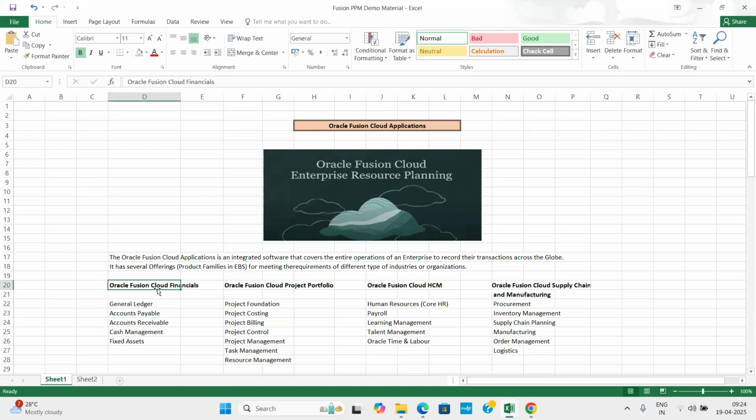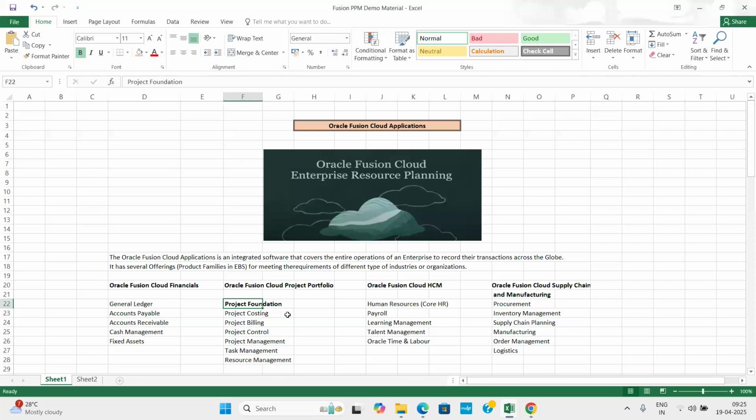Financials is an offering. In the Financials offering, we have all the core modules: general ledger, accounts payable, accounts receivable, cash management, fixed assets. Whereas in the Oracle Fusion Cloud Projects portfolio, project foundation is there. This is where you are more interested, Mr. Ramesh. Yes, project foundation. Then we make the core setups in project foundation, connected to both project costing and project billing. Mostly we create only projects here and project units. We create the basics. I will tell you more about it.